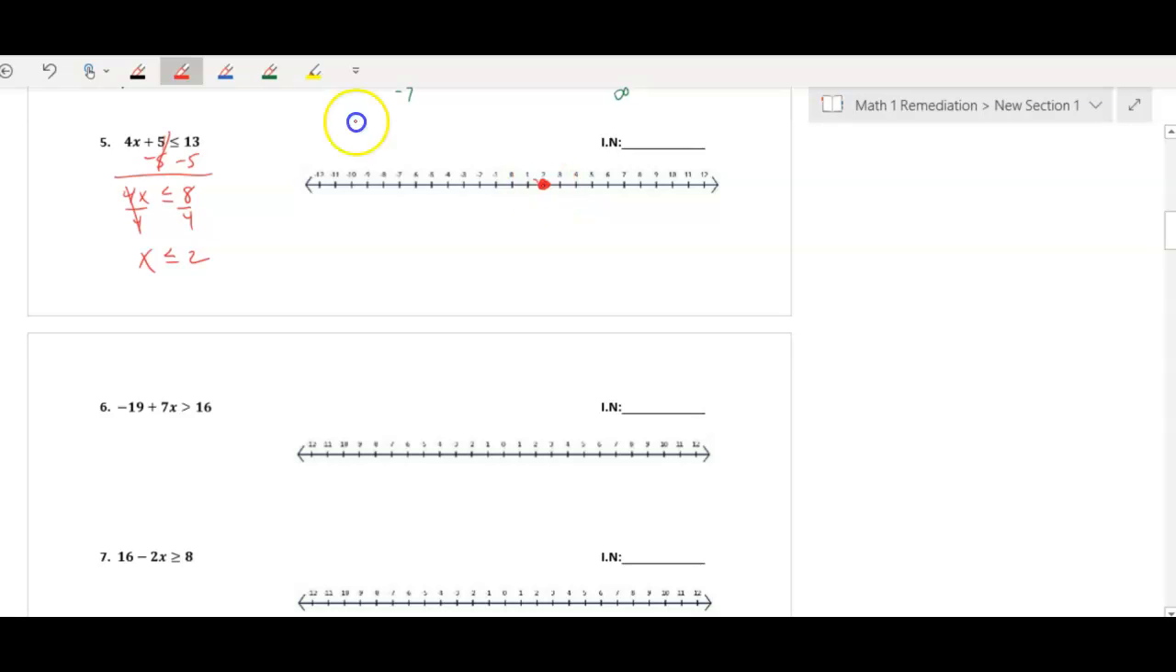Because I'm less than or equal to, I know I'm going to shade left. And my interval notation, lower bound, negative infinity, comma, 2. And I'm going to use a square bracket because we're including 2.